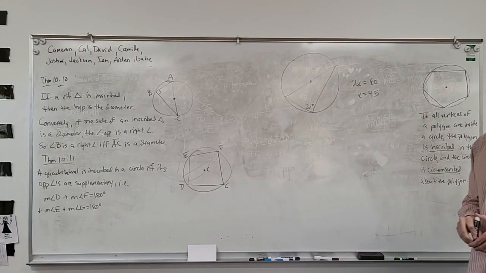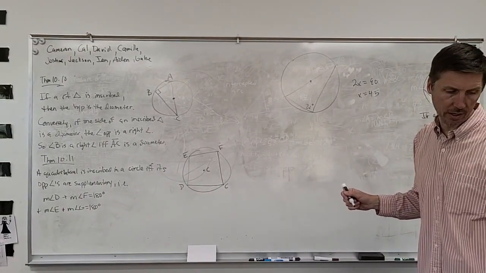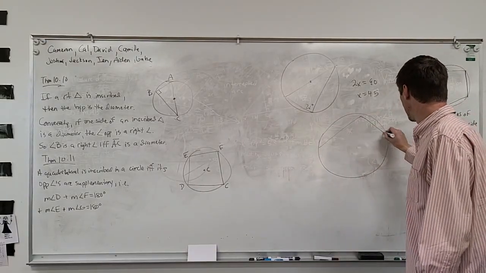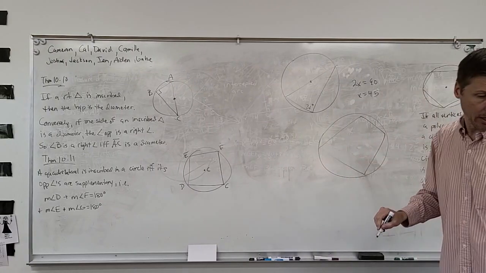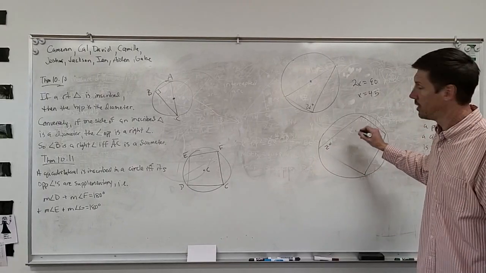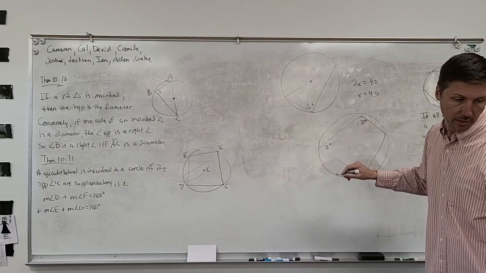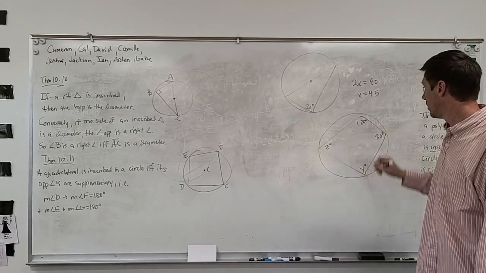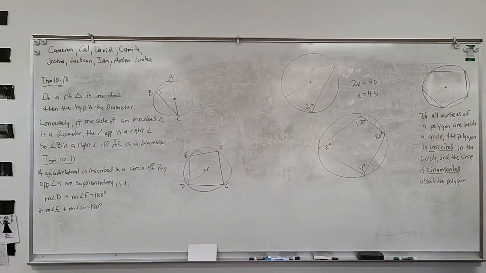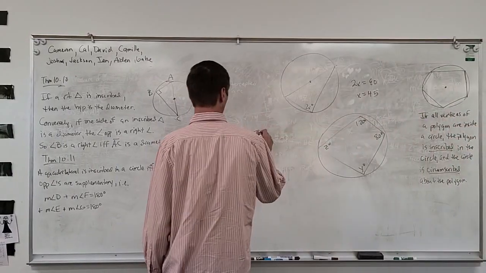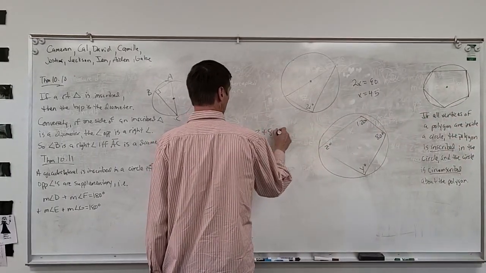Super simple. And then what if I had a circle that looks like this, and we had some angles, like Z. This is 120, and this is Y, and this is 80 degrees. What does the value of Z have to be? 80. Wait, no. What does 10.11 say? 100. It has to be 100 because theorem 10.11 says that Z plus 80 has got to equal 180.